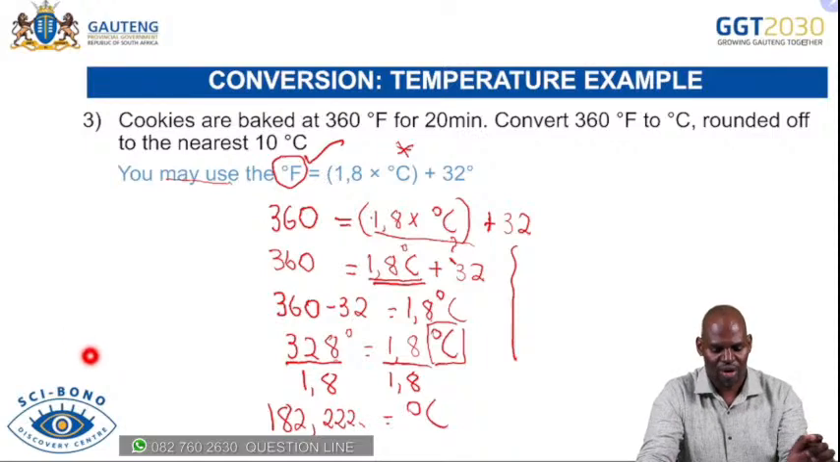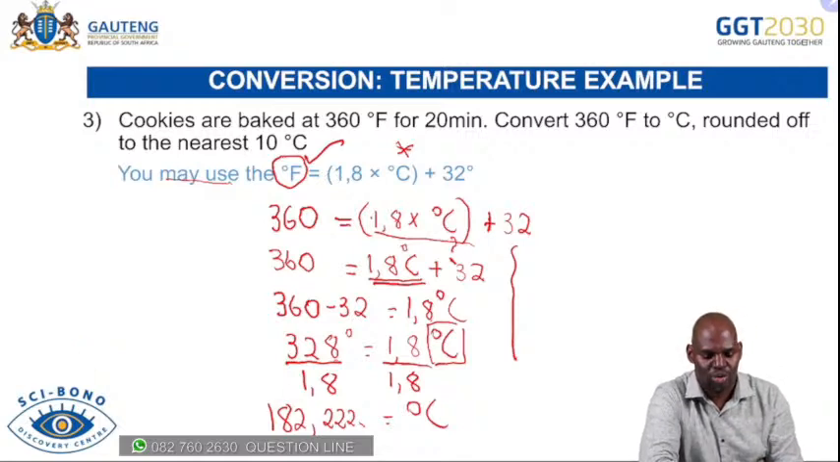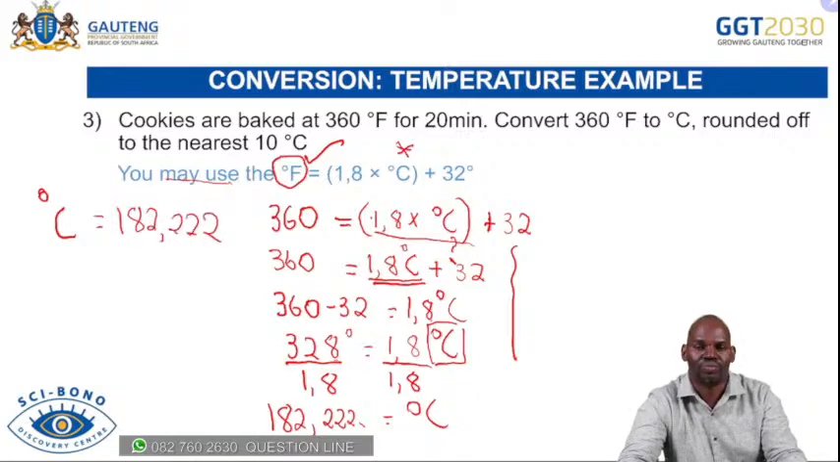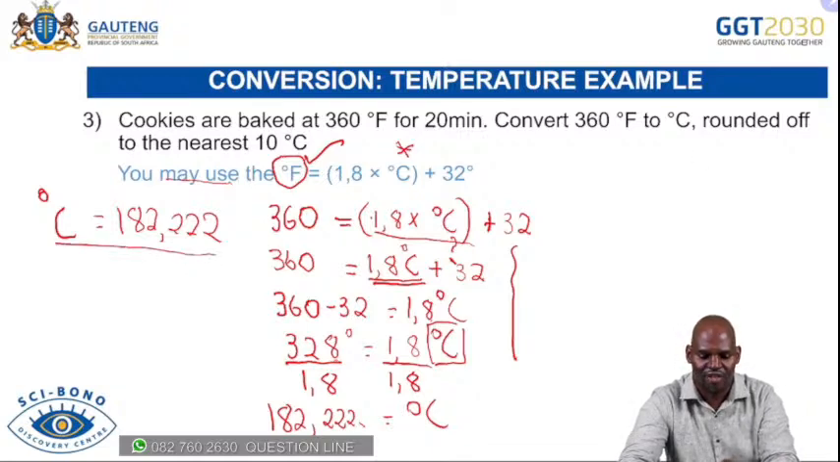There's the value. So we've got 182.2222 equals degrees Celsius. Mathematically, this is the same as degrees Celsius equals 182.22. So therefore, these are actually the same. Degrees Celsius equals 182.22. This is the value of the temperature. We have answered the first part of the question, convert. And then you say rounded off to the nearest 10.